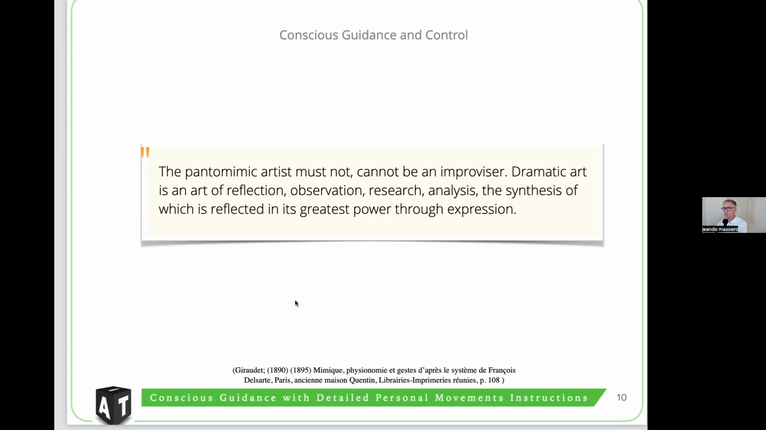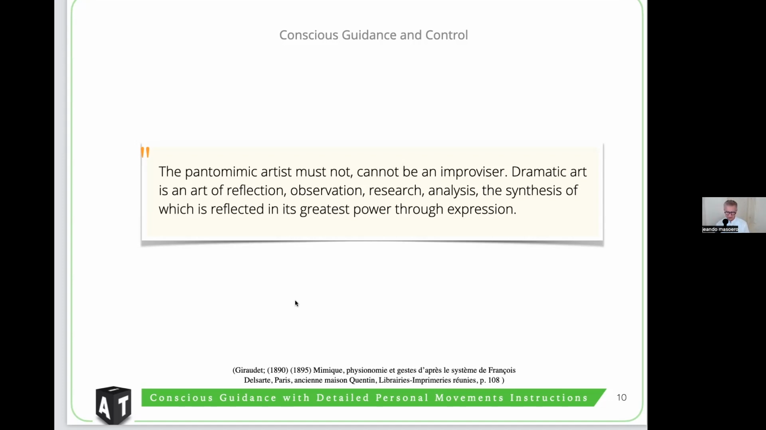Behind the posture there is the gesture, behind the gesture there are the movements. And I can start to describe the movements. And I'm not asking the person to improvise. If you feel free, you're going to be free. This is improvisation.